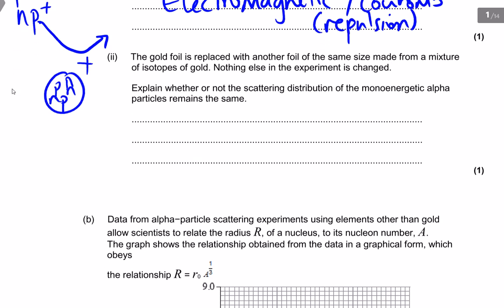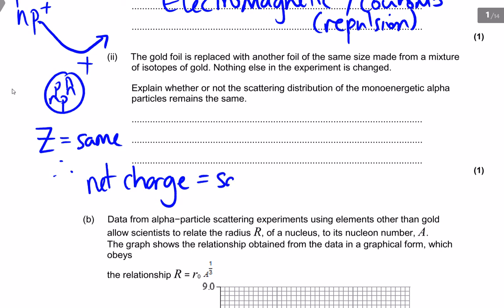Part 2, gold 4 is replaced. Okay, explain whether or not the scattering distribution of the monoenergetic alpha particles remains the same. If we've got the same isotope, Z must stay the same. Okay, the number of protons in there stays the same. If Z's the same, therefore net charge remains the same. As mentioned previously, it's the Coulomb repulsion that's causing that force to happen.